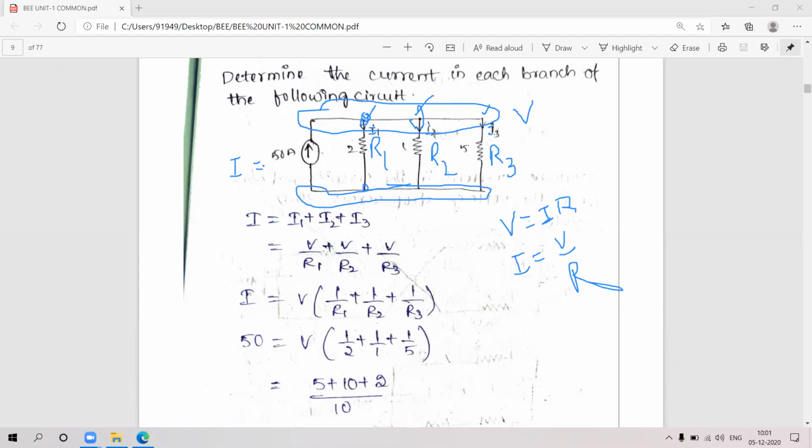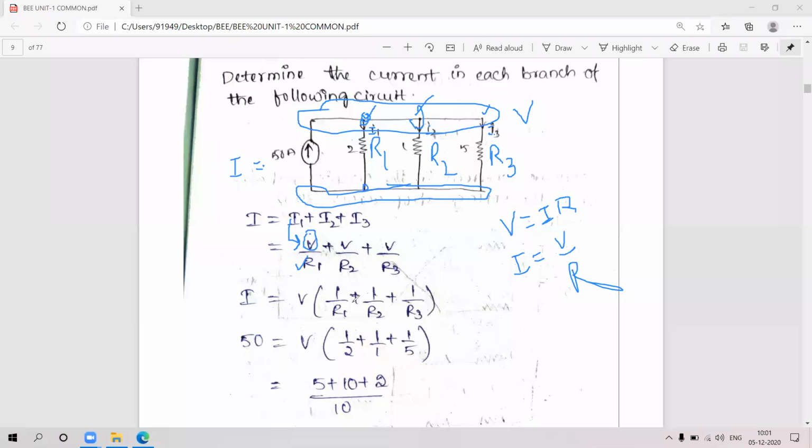And we know the value of current I in the problem, they have given as 50. And what is the question they are asking? We need to find the voltage and we need to find the current in each branch. So you have to find actually I1, I2, I3. How will you find I1, I2, I3? What is I1? I1 is V by R1. R1 is a known value, I1 we need to find. So before finding I1, we should find the voltage, no? So that's why we are finding V from this one.